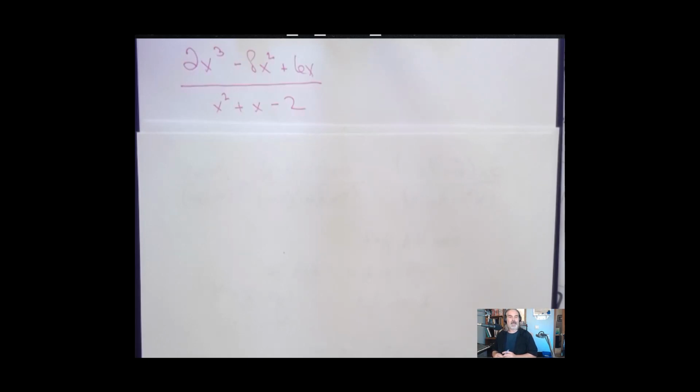At a non-zero value of y. If the degree of the numerator is less than the degree of the denominator, the x-axis is going to be the horizontal asymptote. And in the special case where the degree of the numerator is exactly one more than the degree of the denominator, you're going to have one of those lovely slant asymptotes. So this particular one is going to have a slant asymptote.